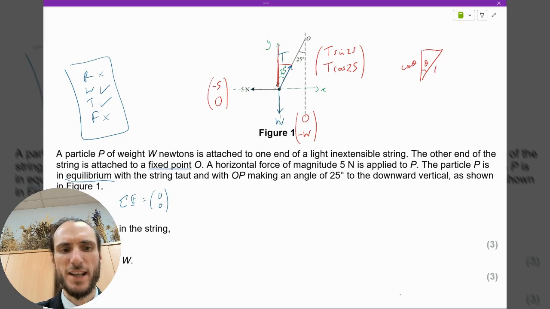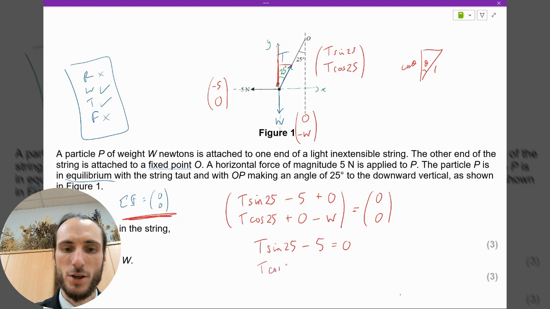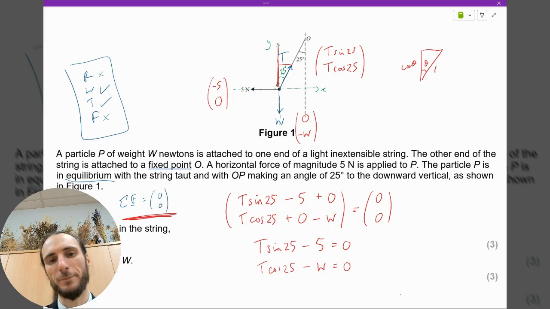That looks good. So now we can use this resultant force idea, and we can add all the forces together. We can do T sine 25 and then T cos 25, and we do minus 5 and 0, and then 0 minus W, don't miss a force out, and that's equal to 0, 0 because the forces are balanced. Go right down here: T sine 25 minus 5 equals 0, because top part equals top part, and T cos 25 minus W equals 0, because the y part equals the y part.